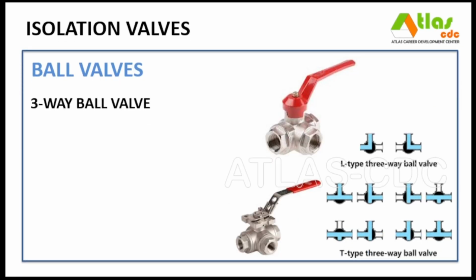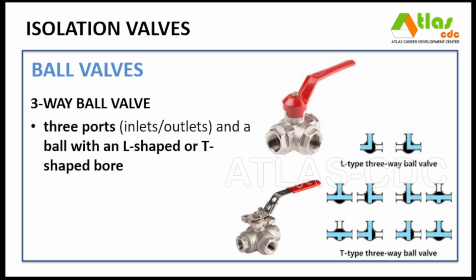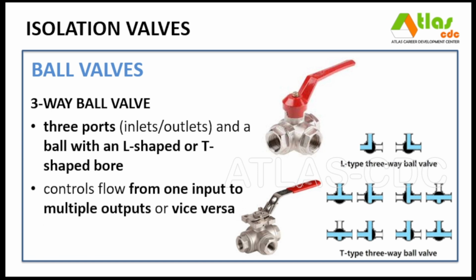A three-way ball valve has 3 ports and a ball with an L-shaped or T-shaped bore that rotates to divert, mix, or split flow between different lines. Its mechanism enables flow routing in multiple directions, unlike standard two-way valves that only allow open or closed flow. The main function is to control multiple flow paths with a single valve.